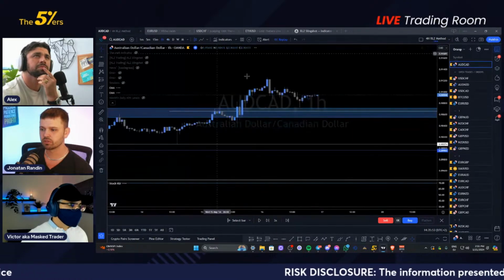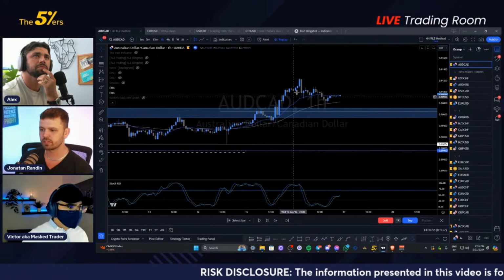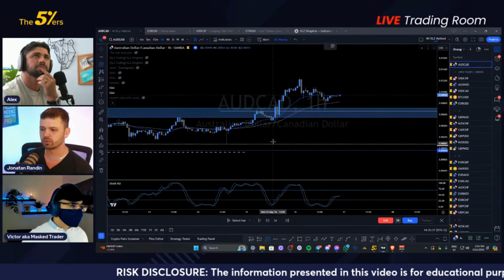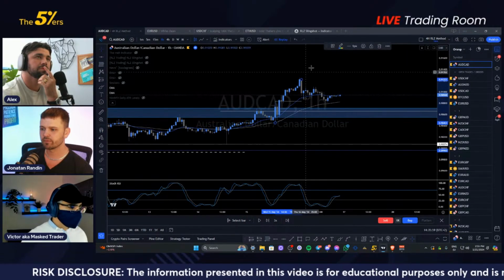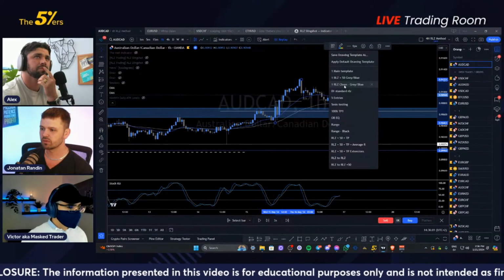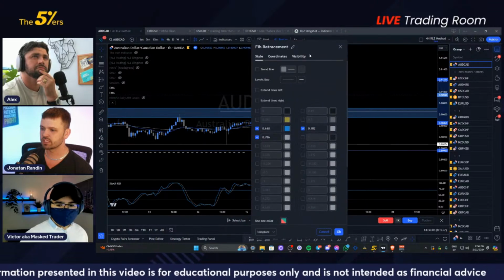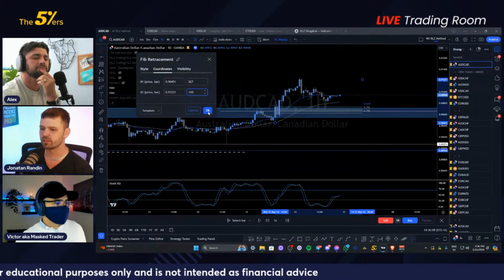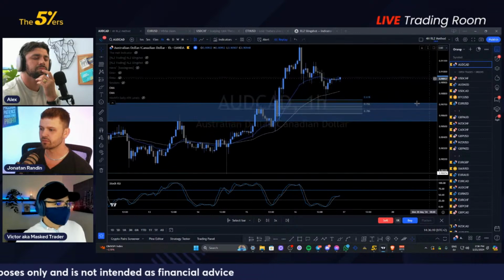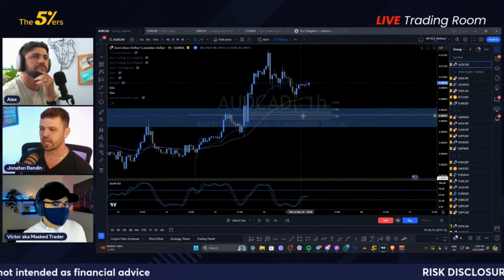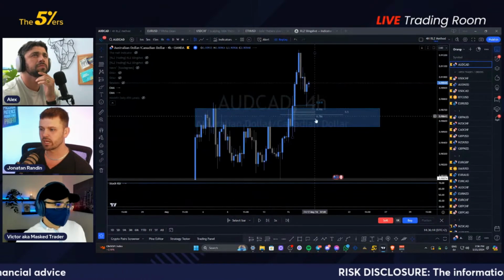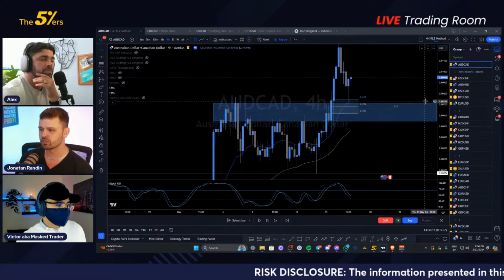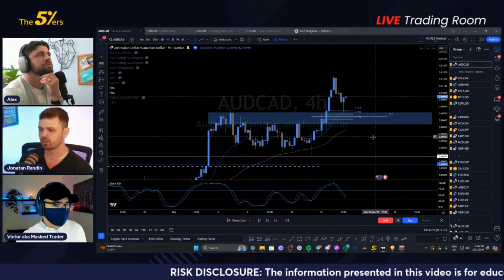I want to go into the 1 hour and fib this move as well. I put a fib on, select the reload zone template, and we see that we got fib confluence, confluence between the low time frame fib and the high time frame fib. So this is the area of confluence. Not only do we have fib confluence, we have the horizontal level as well.